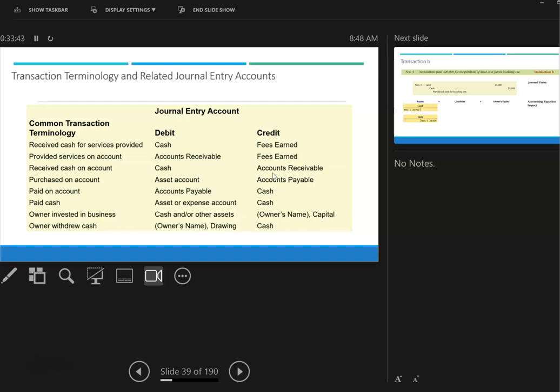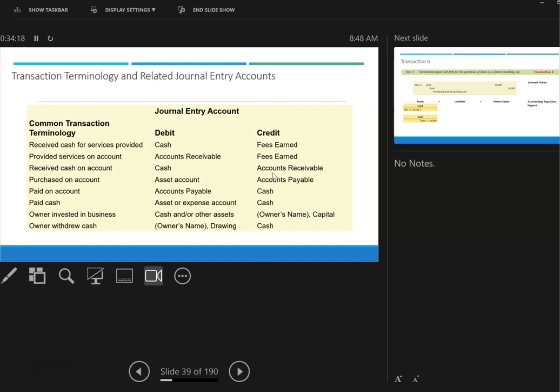D-E-A-L-O-R, okay? Drawings or dividends, expenses, and assets. And L is what? Liabilities. O? Owner's activity. R? Revenues. Okay? Does that make sense, guys? You're going to get tired of me asking that.